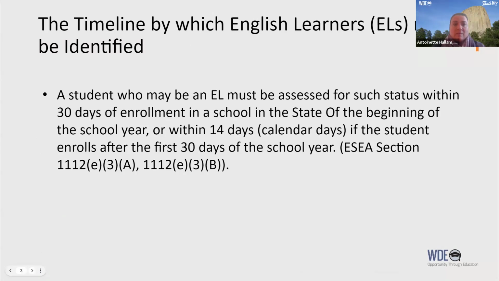Districts must complete the 3-step English learner identification process within 30 days of enrollment, or within 14 calendar days if the student enrolls after the first 30 days of the school year. This timeline is crucial for ensuring that districts provide timely English learner services, appropriate support, and intervention tailored to students' unique backgrounds and needs, and that parents are informed about the identification process.